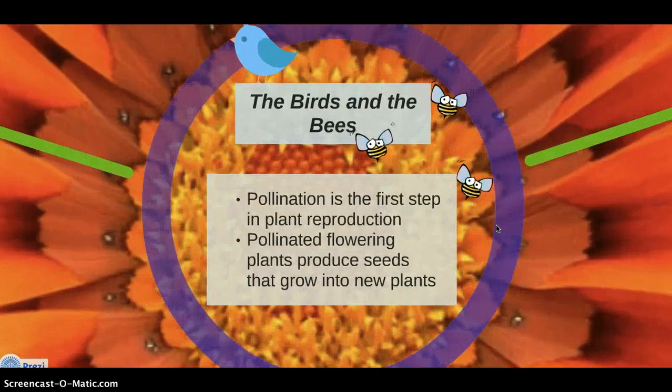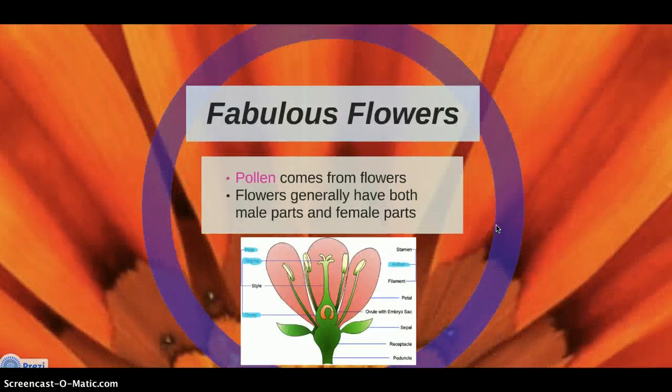Well, you've heard of the birds and the bees. Pollination is the first step in plant reproduction. And this is important because pollinated flowering plants produce seeds that grow into new plants. So let's start with the fabulous flowers, which is where pollen comes from. And let me point out that when you see a word that is written in pink, it means that word is a vocabulary word.